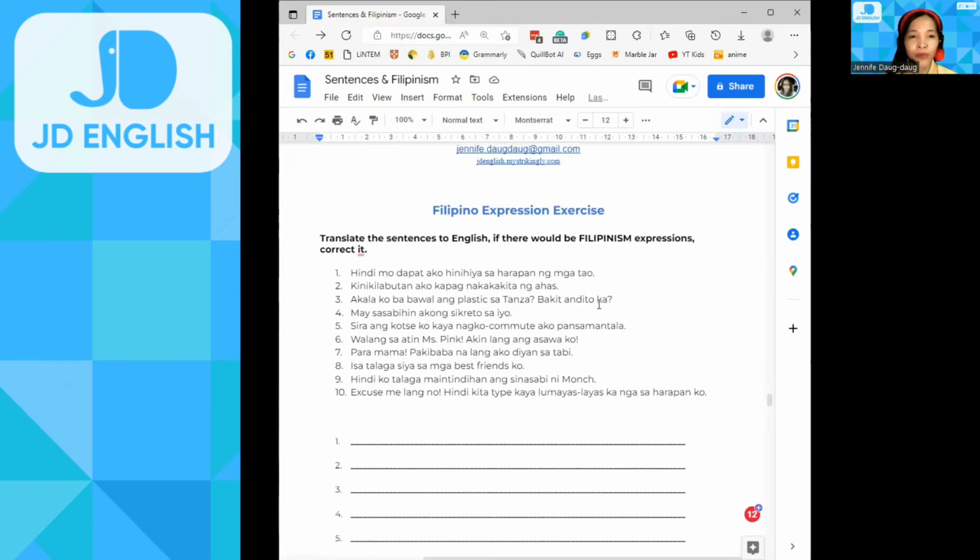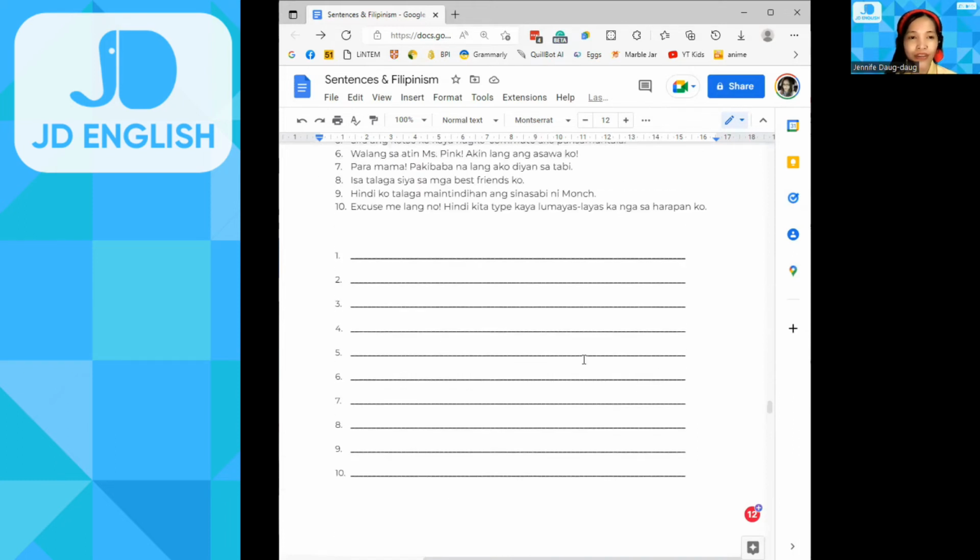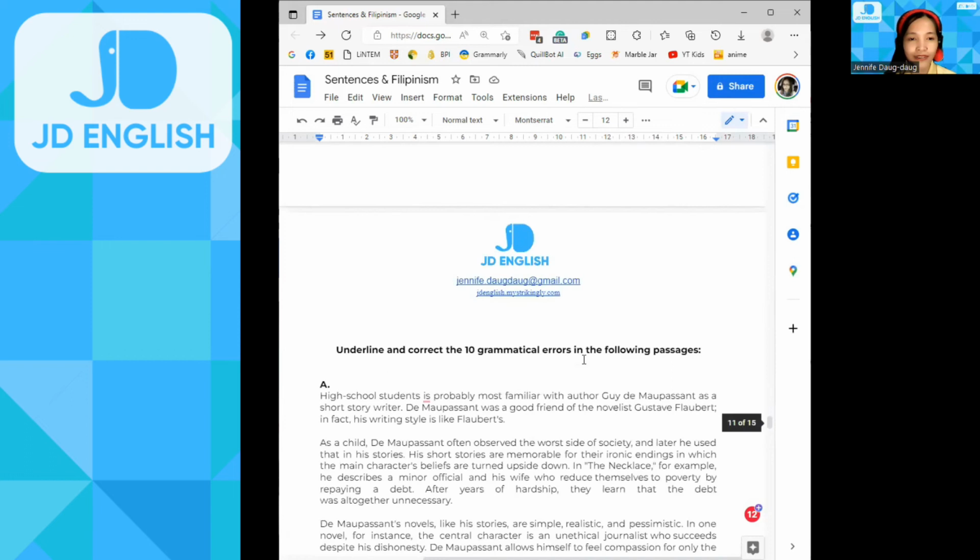So this time we have a Filipino expression exercise. So you just have to translate the sentences to English. If there would be Filipinism expressions, you should correct it. You can also pass it in our Google Classroom if you are done. So that is 10 items.